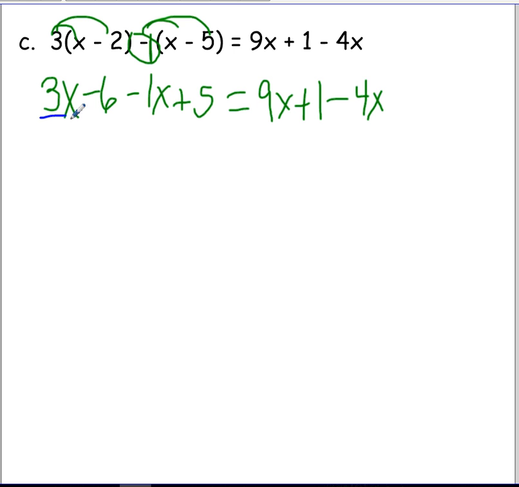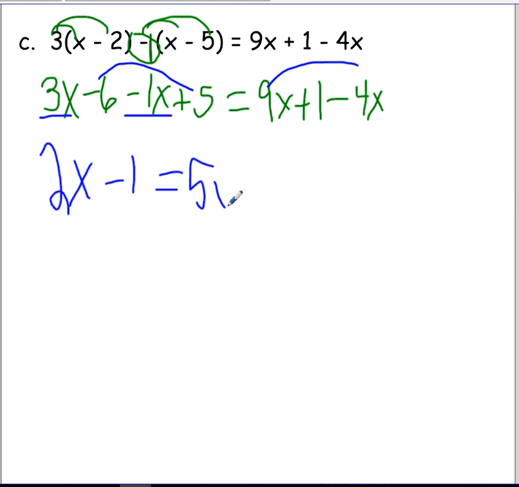So for like terms, we have two x terms, 3 and -1, combined together to get 2. So we have 2x, and then -6 plus 5 is -1. And on the right-hand side, we have our 9x minus our 4x to leave us with 5x. And then we'll bring down our plus 1. So now everything is as simplified as it can be on both sides of the equal sign.